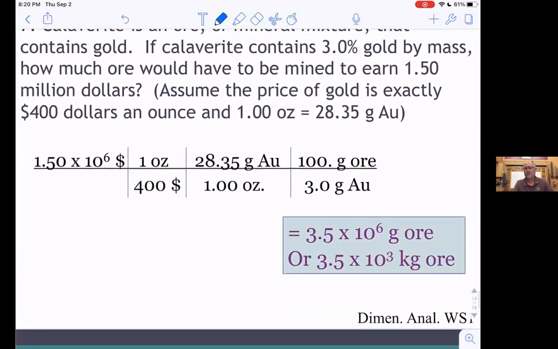Here they've changed it to 3.5 times 10 to the 3rd kilograms of ore, which is fine. 3,500 would have been okay. But yeah, there you go.